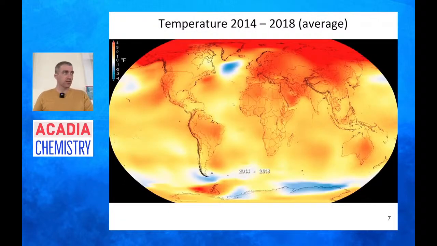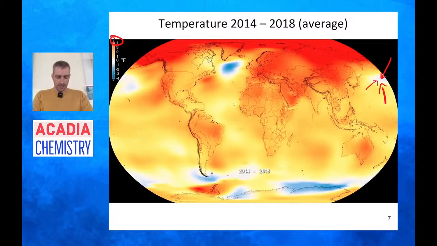This is a map showing what the anomalies are depending on where you are on the planet. So this is the average over the span 2014-2018. And you can see there's some areas like over here where it's white. White means basically no change from the 1950 to 1980 average. Yellow means a little bit above. Red means quite a bit above. I think the reddest point on this graph is 4 degrees Fahrenheit, which is what, 2 point something Celsius. And blue means it's actually cooled down a little bit.